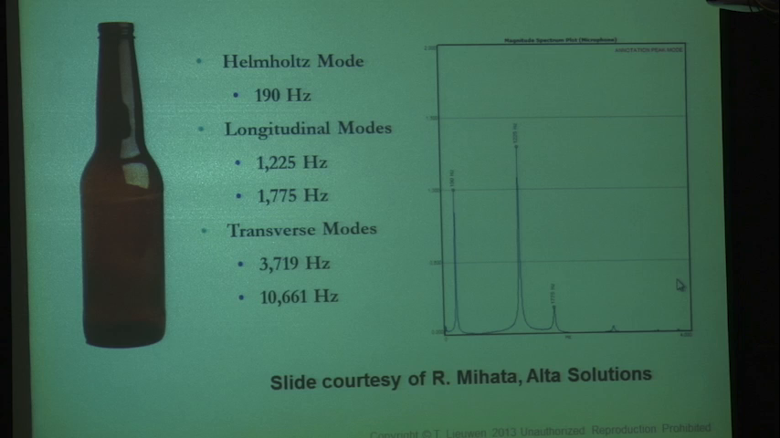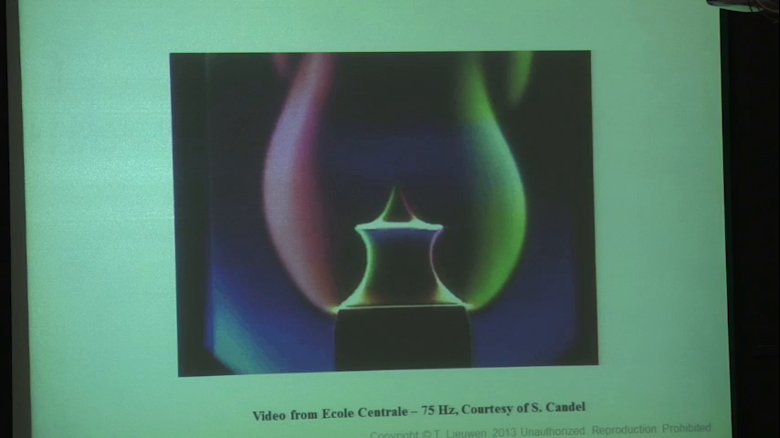So you can see this 190 hertz peak here, but then you can also see there's this peak here at 1225 and 775. These are axial modes, bouncing around back and forth this way. You'll see these ones out here at 3800 and 10,600 hertz. These are transverse modes, which are bouncing around back and forth that way. All right, so what I'm going to show in the next couple slides are two pieces to this.